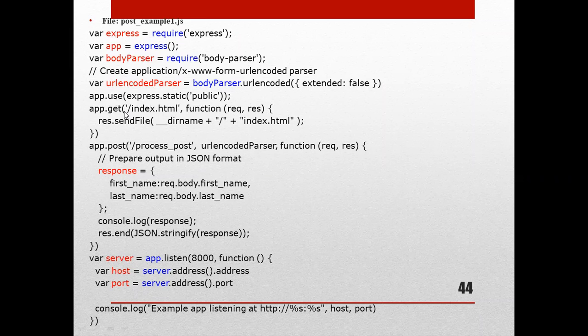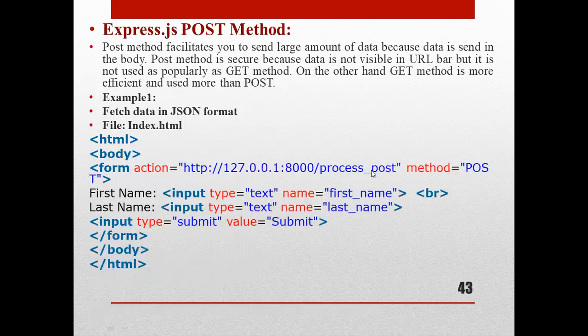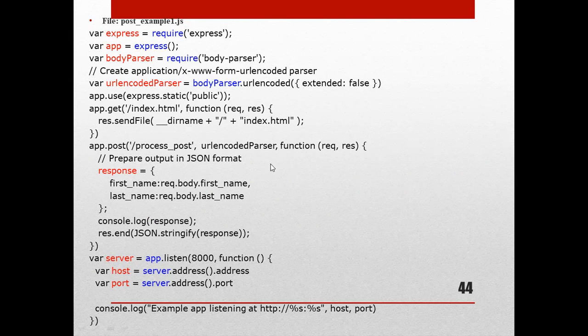Then we are going to get the index file, that HTML file, like this: app.get index.html, and the function with request, response. After fetching that file we are going to send it with response.sendFile, directory name plus the file name. Then after that use the post method here, app.post('/process_post'). Here you can see process_post with the URL, then comma urlencodedParser, comma the function that contains the request and response.